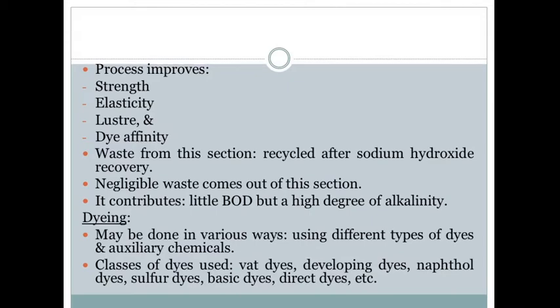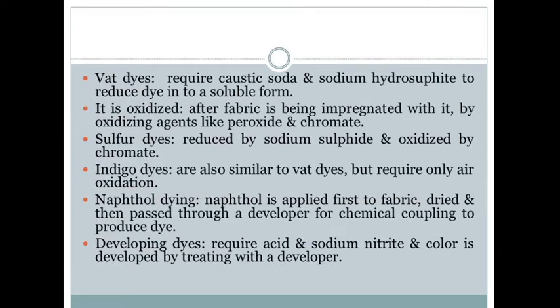The next one is dyeing. It may be done in various ways, using different types of dyes and auxiliary chemicals like white dyes, then developing dyes, then naphthol dyes, sulfur dyes, basic dyes, and direct dyes. Okay. White dyes require caustic soda and sodium hydrosulfide to reduce the dye into a soluble form. It is oxidized after the fabric is impregnated with it, by an oxidizing agent like peroxide and chromate.